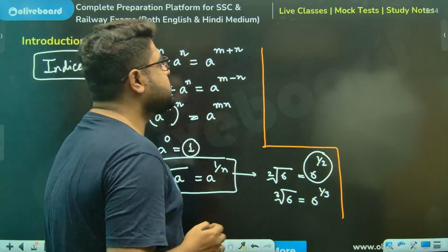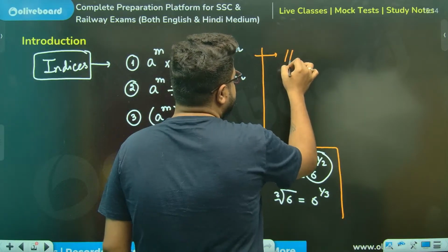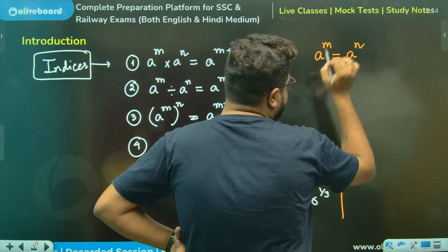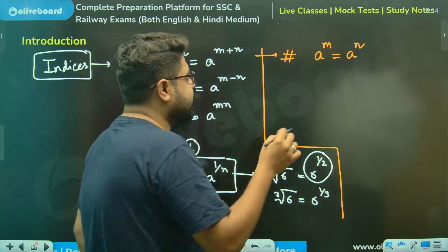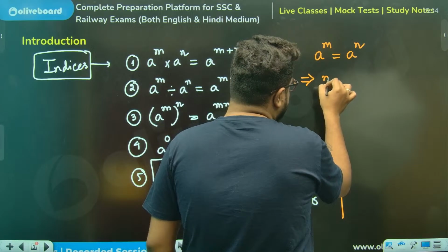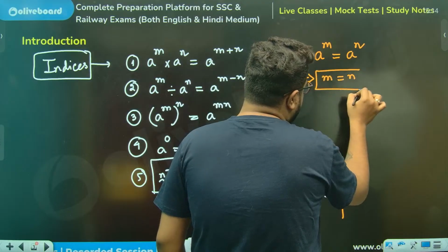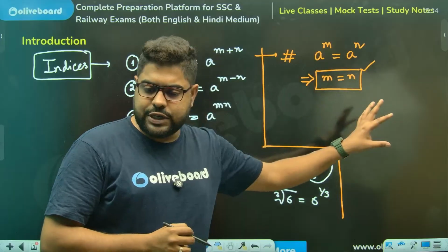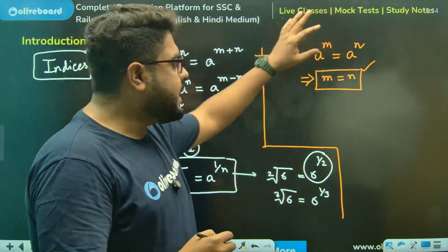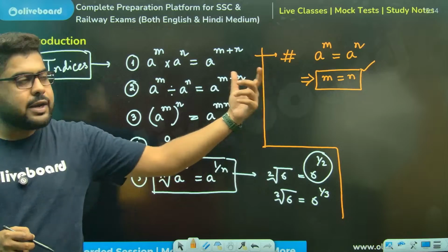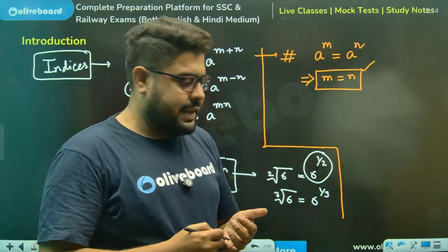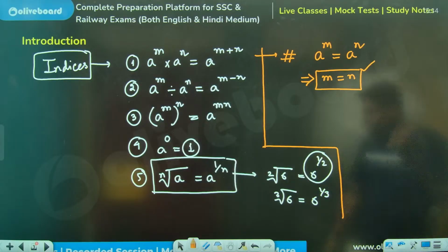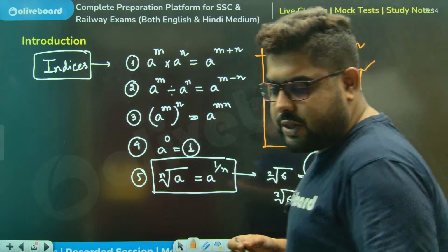Tell me first: let's say a to the power m equals a to the power n. You will say that means m is equal to n. Can I always draw this conclusion, or is there any other condition? Can I draw this conclusion every time?